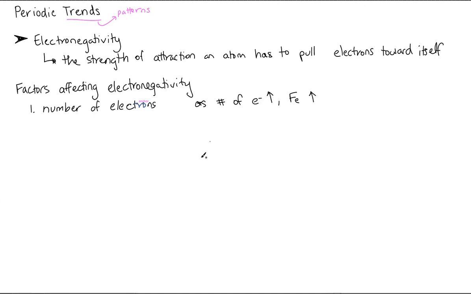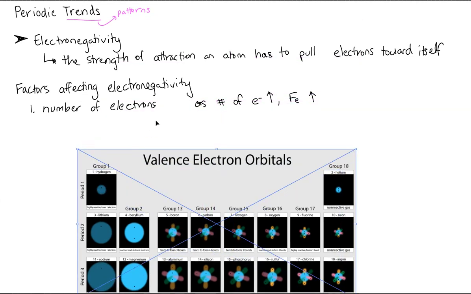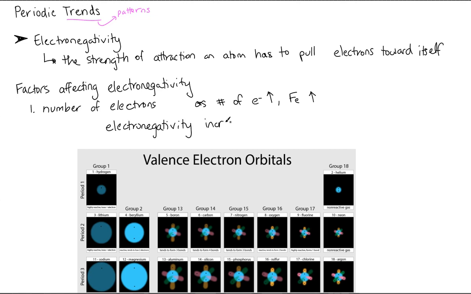Okay, so what does that mean? If we are looking at our chart here, our electronegativity is going to increase from left to right. Just like our attractive force increases left to right, our electronegativity increases left to right. So let's write that. Electronegativity increases from left to right.